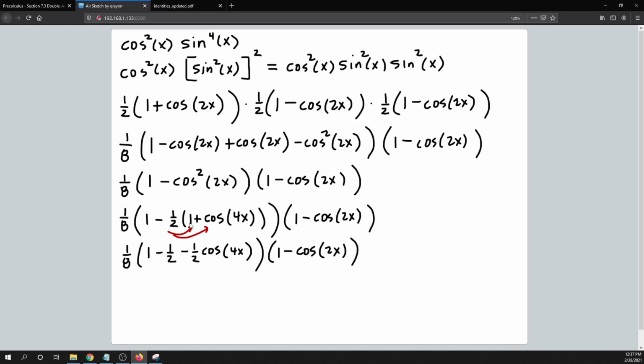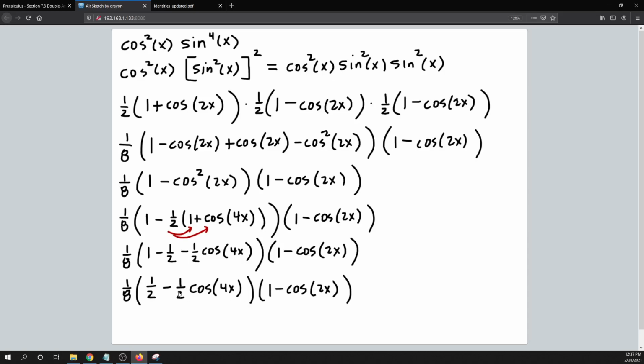Then I have some like terms here, right? 1 minus 1/2 is 1/2, so I have 1/2 minus 1/2 cosine 4x, times 1 minus cosine 2x. Like so. Okay, so again, the Newton answers probably are not going to have an answer like this. It's going to be multiplied out, right? So I'm going to go ahead and FOIL out these two expressions here.